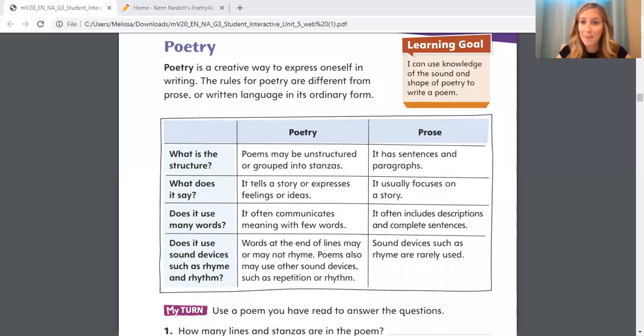Good morning, third graders. Today is Thursday, April 23rd, 2020. We are finishing up Unit 5, Week 1. Today we have 3 pages we'll be working on, page 465, 466, and 467. Go ahead and get your student interactive ready, or make sure you're looking at mine.